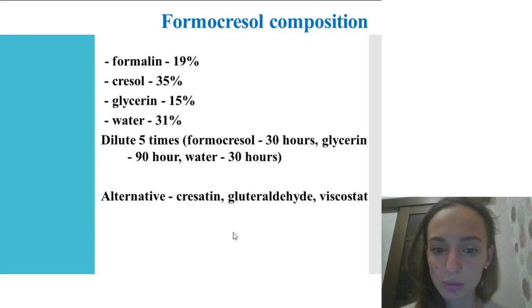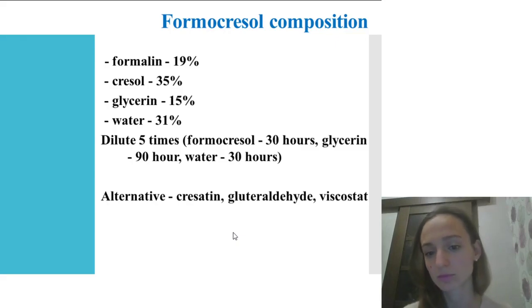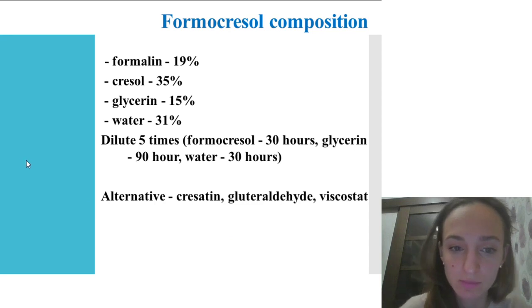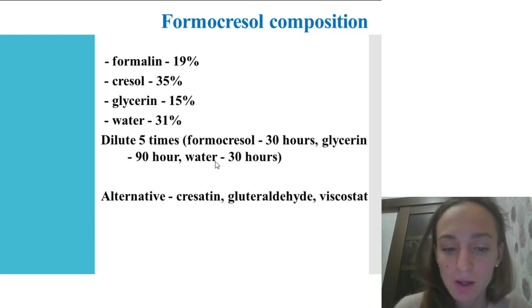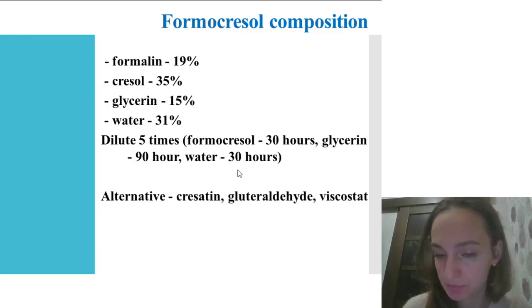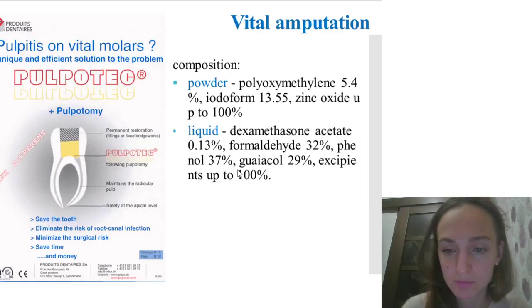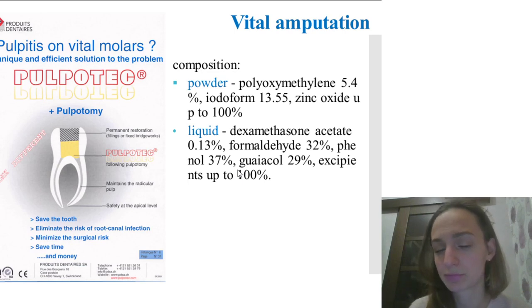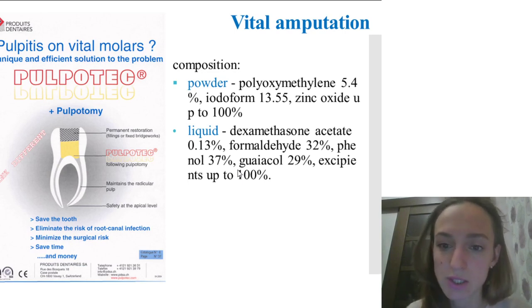Pharmacrazole composition, look please guys. Formalin, cresol, sorry. And vital amputation, composition: powder and liquid for vital amputation.